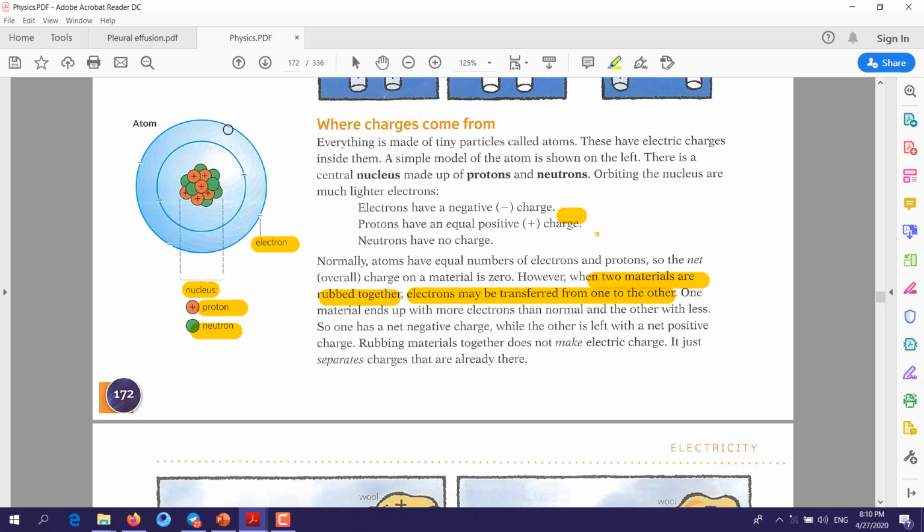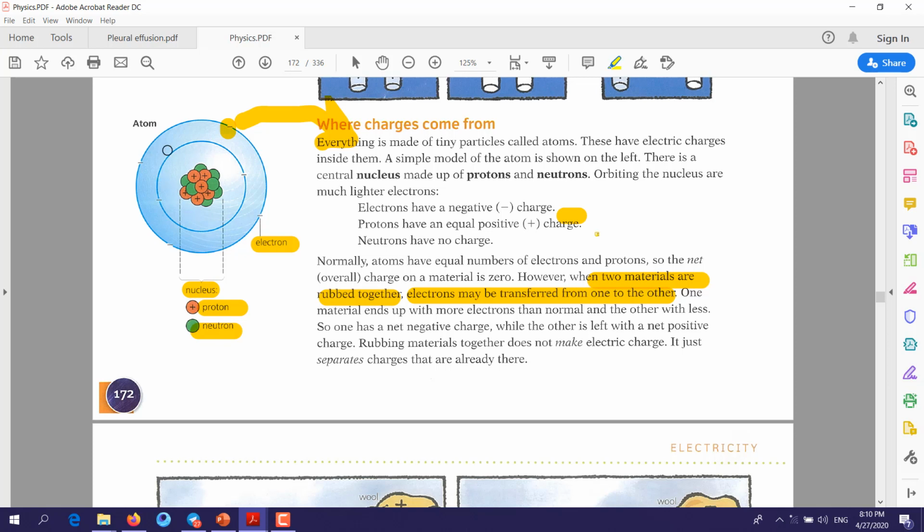Now, if we take one of these electrons and give it to the next atom, what will happen to this atom? How will it be charged? Positive or negative? Stop the video, think about it, give the answer.